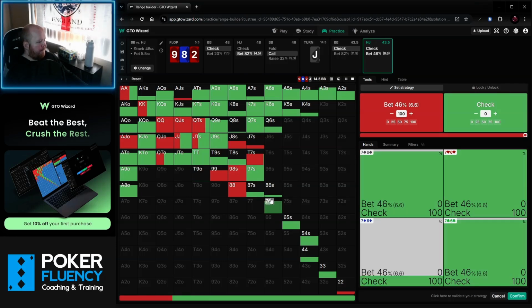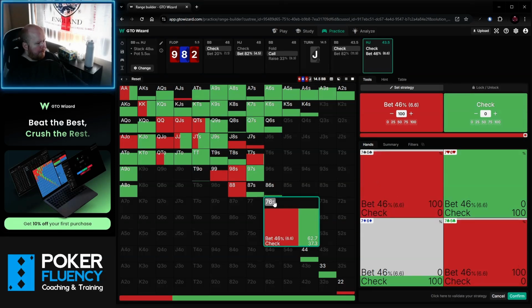7-6, a little bit different. A little bit of a better straight draw. We have an open ender there, straight to the 10 and to the 5. So I think the 7-6 of spades and clubs, we can probably bet. Also the diamonds, actually. So we can bet all those.